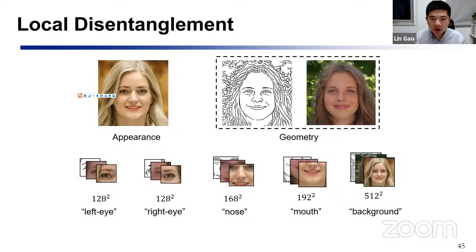We leverage a local to global framework to generate high-quality face images. Specifically, we decompose a face image into 5 components, including the left eye, right eye, nose, mouth, and background. This is the same operation as in DeepFaceDrawing, and we process them using individual network modules. Each component has a fixed resolution and is cropped from the real face image.